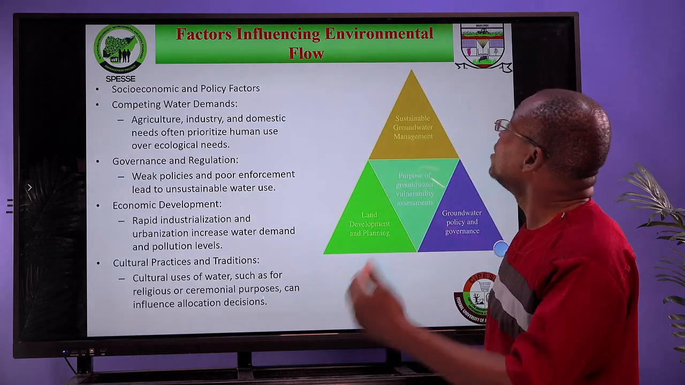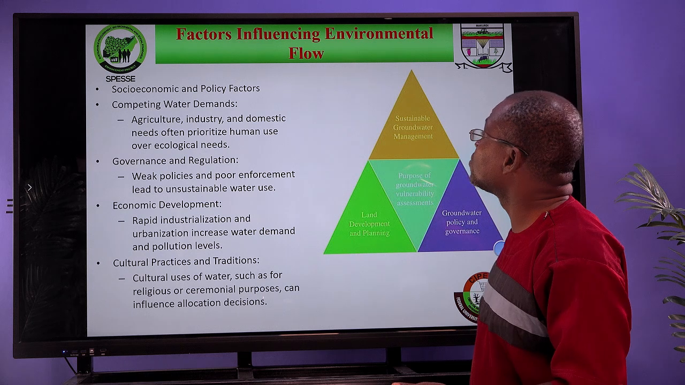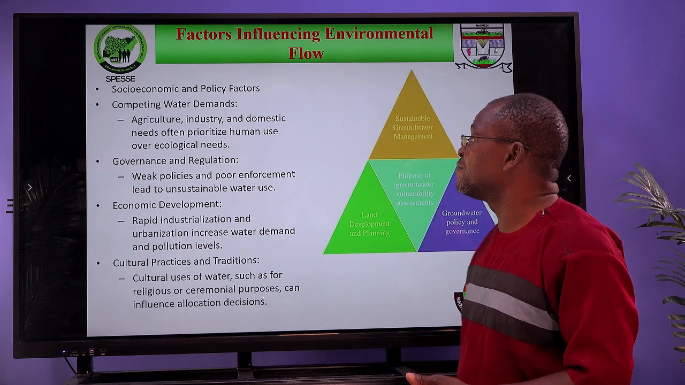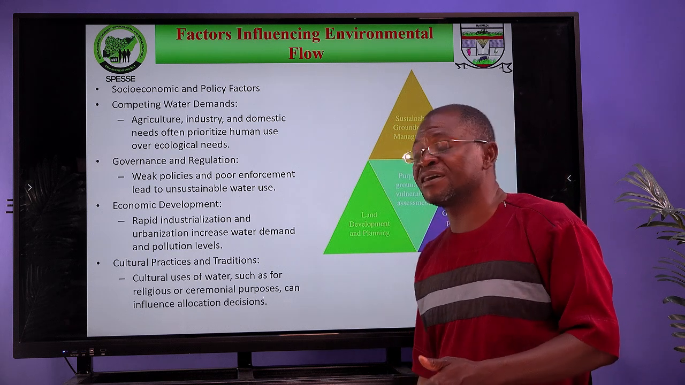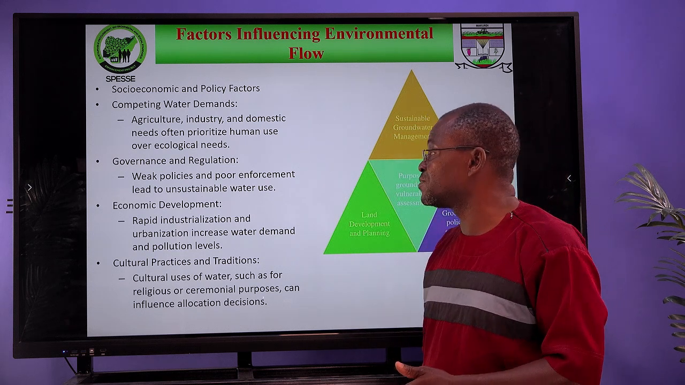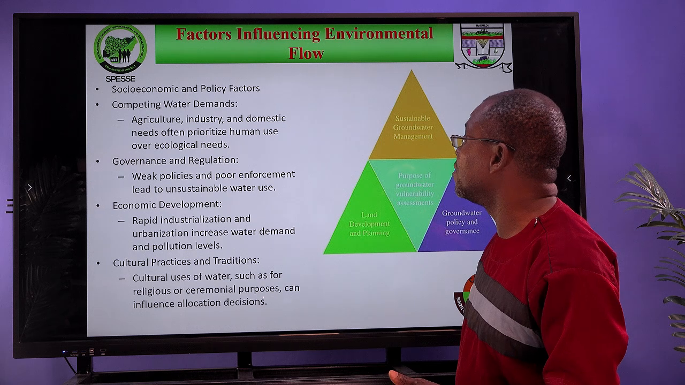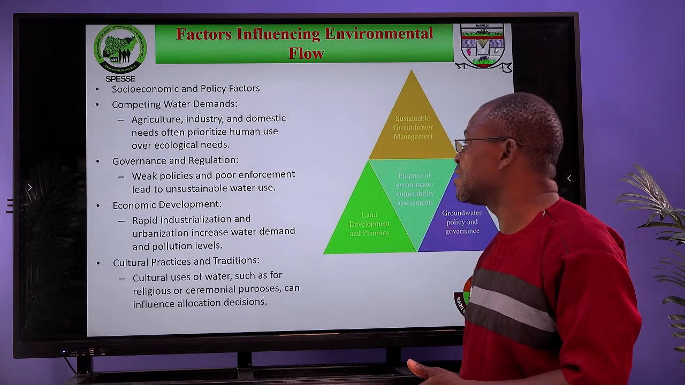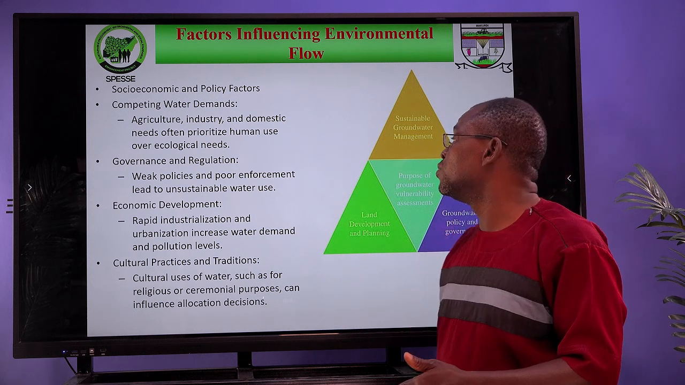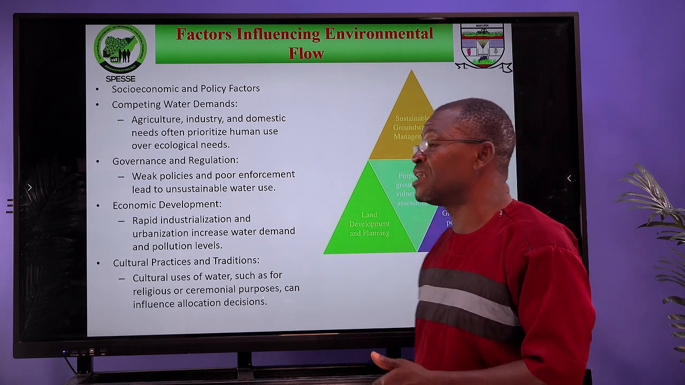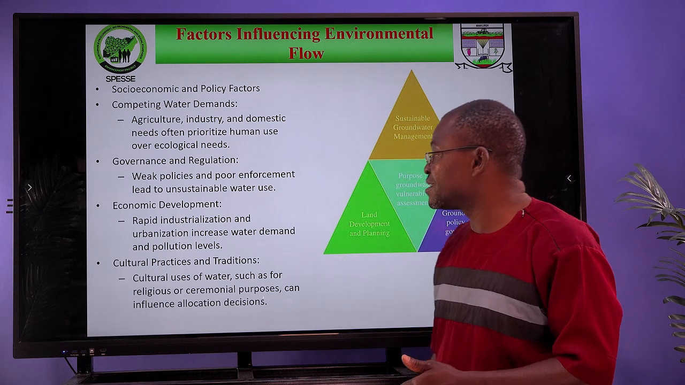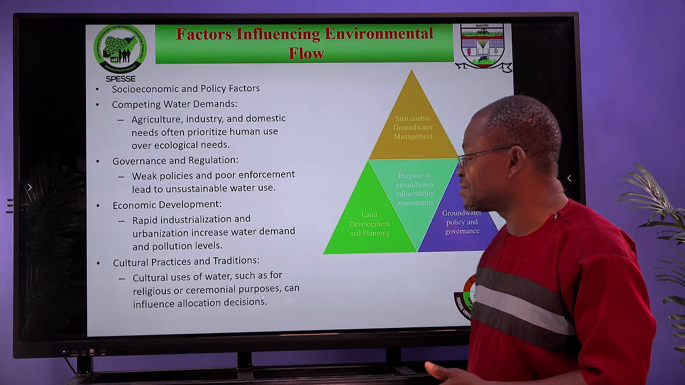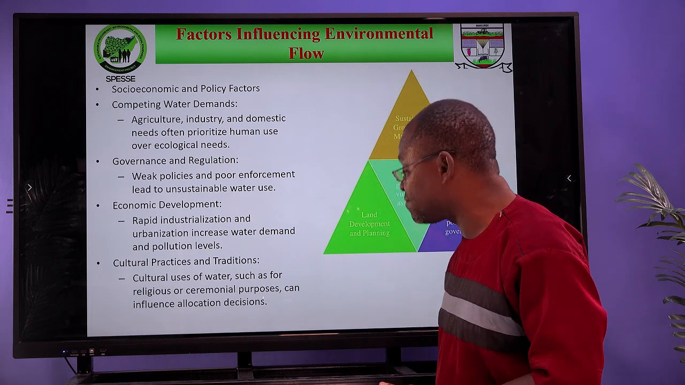So there are factors that also influence the environmental flow that are socioeconomic and policy related. One of them is competing water demands, because several industries demand water. So there's always that conflict, so that needs to be balanced. Then secondly, governance and regulation. We have weak structures that need to be strengthened so that we can have stronger water management. Economic development also affects water flow. Cultural practices and traditions as well also affect the environmental flow that we have.